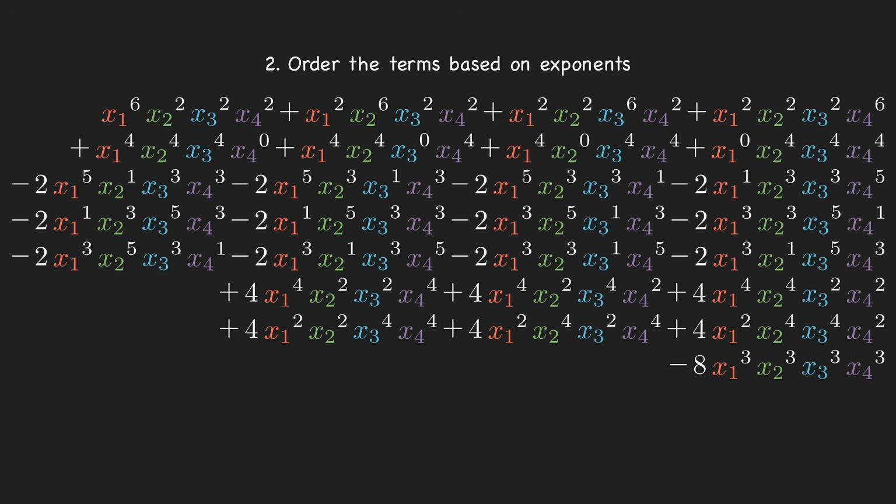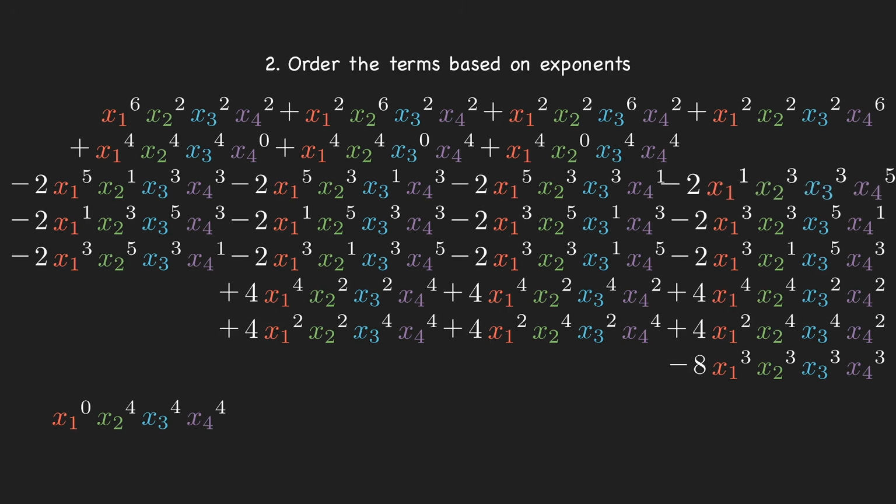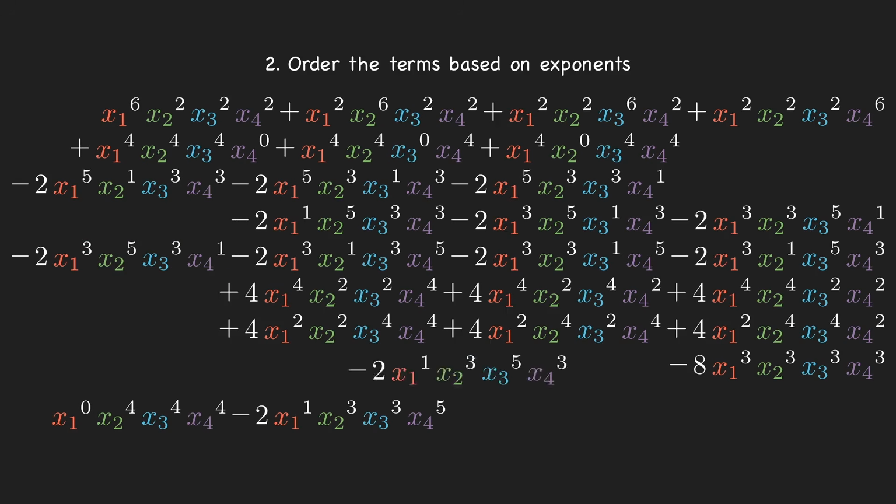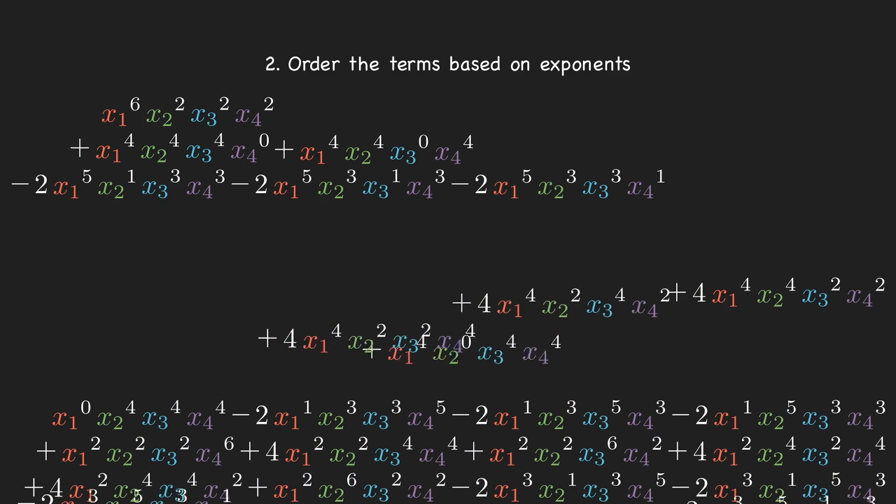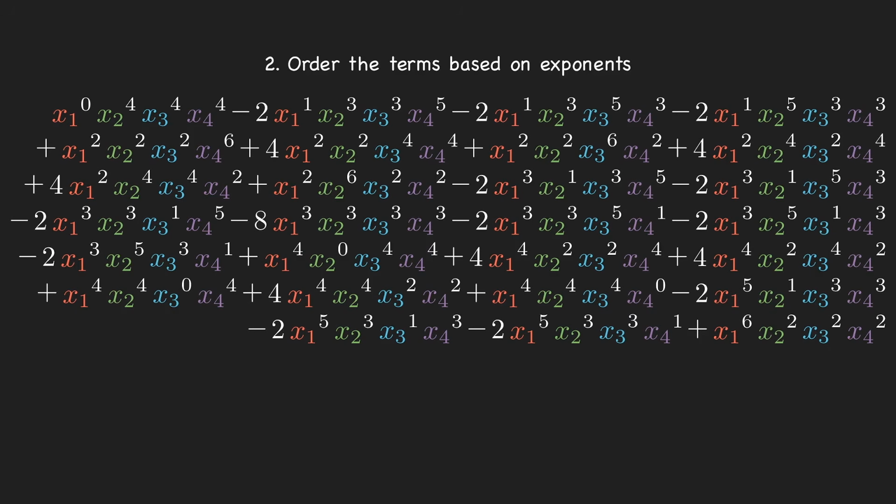Now, we can make a unique identifier for each term by just concatenating the exponents into a 4-digit number, called the multidegree of that term. Then, we order the terms based on their multidegree. This one has multidegree 0444, which is the smallest of them, so it'll be the first term in the standard form. Next, this one over here has multidegree 1335, then 1353, and so on. Boom, that's our standard form.